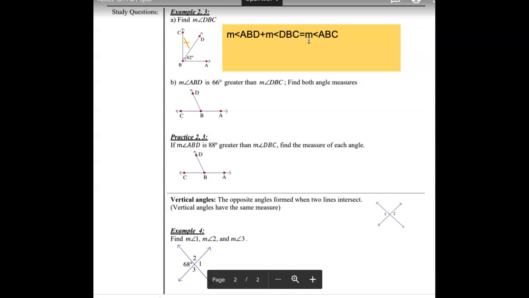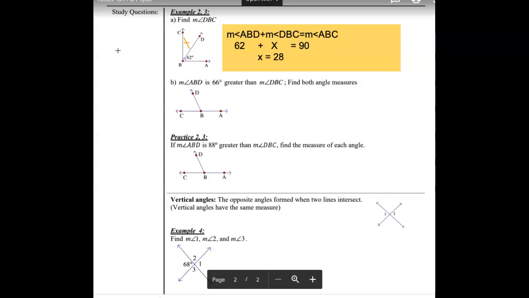Remember, ABD is 62. DBC is unknown, it's X, and it equals the measure of angle ABC, which I know is 90 because it has that little box. So two adjacent angle measures you can add to get the measurement of the larger angle they form. All you have to do now is subtract 62 like you were solving an equation. And 90 minus 62 gives me X equals 28 degrees. Okay, so that's the answer to that one.